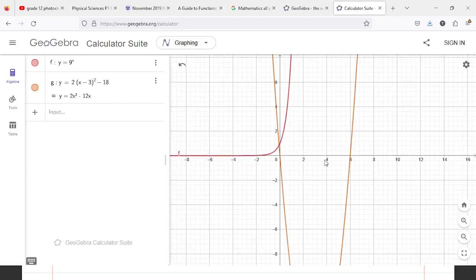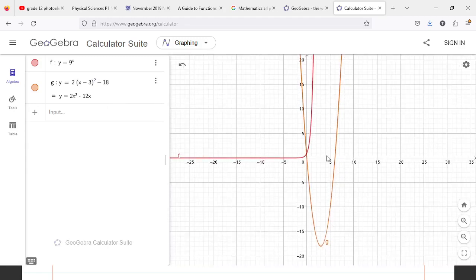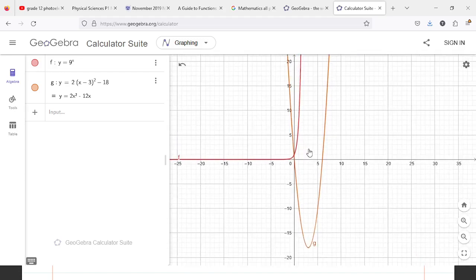Okay, so if I zoom out of it, this thing has a turning point all the way down there. But this is what they look like when you sketch them correctly. Nonetheless, of course, if you expand them, you can see that this would become y is equal to 2x squared minus 12x.